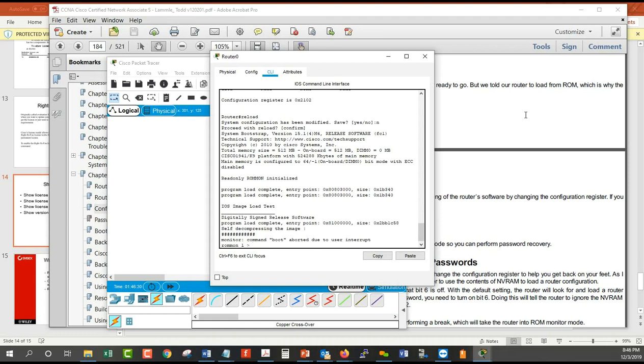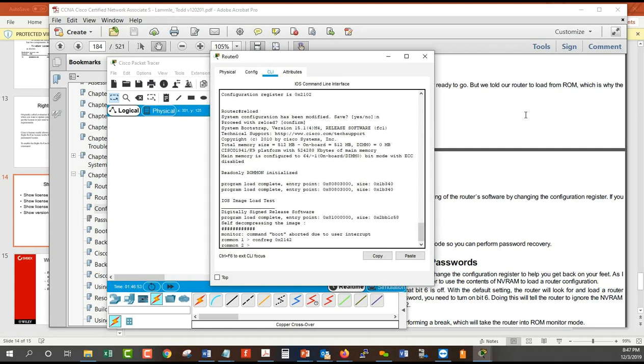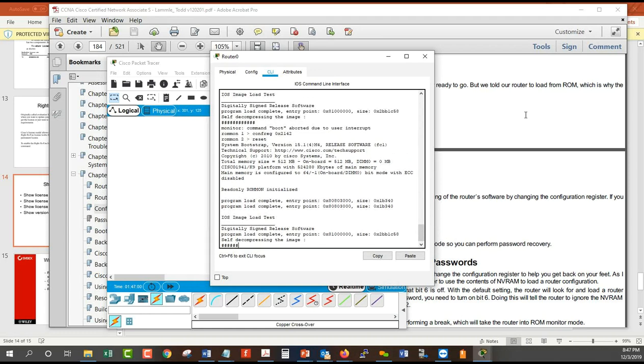ROMmon is a low-level operating system. The router is not fully up just yet. What we're going to do is say confreg 0x2142. And then we're going to say reset. This is again going to force it to reboot, and we're going to allow it to reboot.